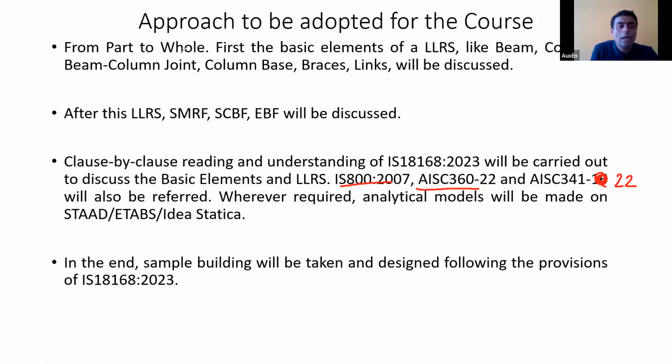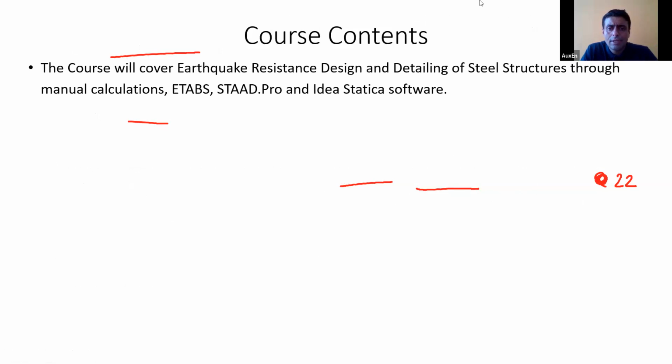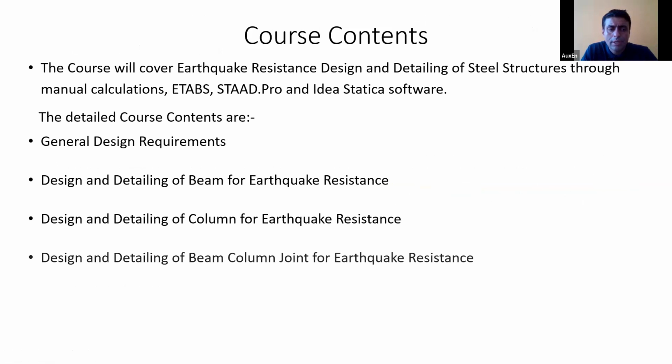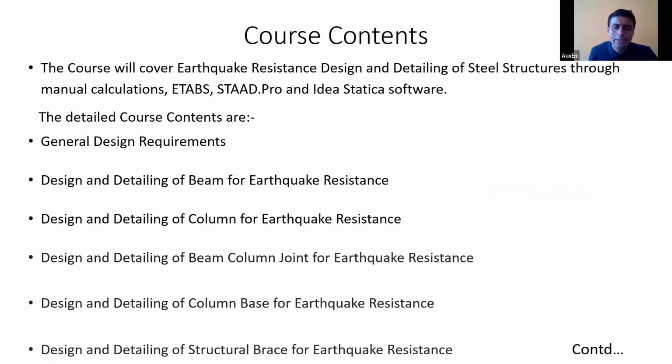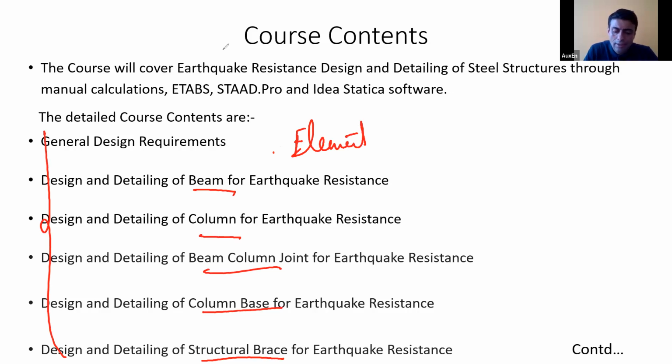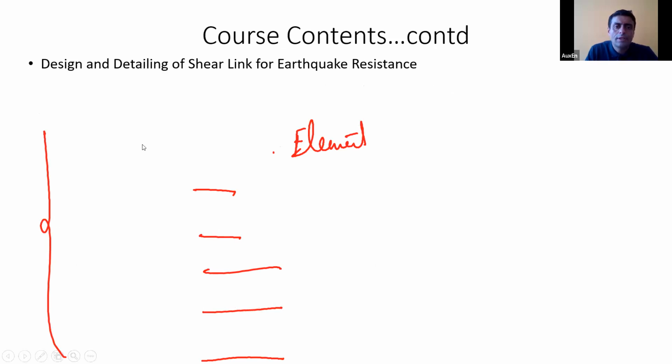So this is the approach. We will be moving from part to whole, from understanding the basic elements to the LLRS, or the lateral load resisting system. And the course contents, we have talked about this in session 1 also, but just going through it very quickly. So as I was telling you, all these are the basic elements of ERDD steel structures. So you have got the beam column joint, the column base, the structural braces. Then you have got the links.